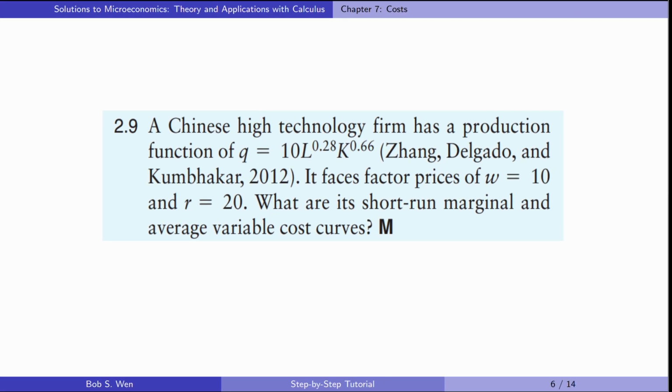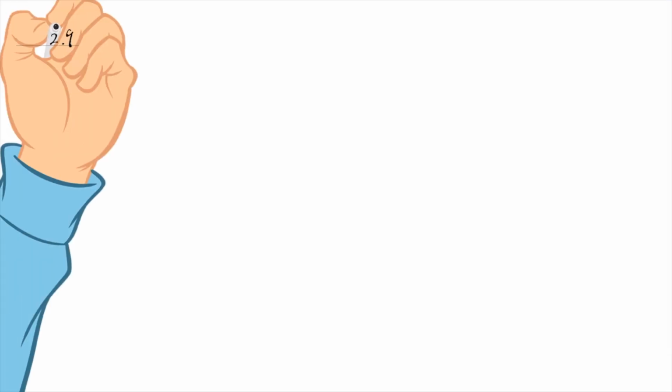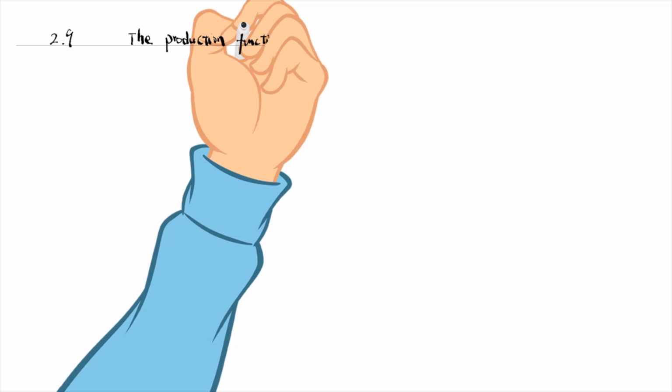Let's do exercise 2.9. A Chinese high-technology firm has a production function as follows. It faces factor prices of W equals 10 and R equals 20. What are its short-run, marginal, and average variable cost curves? In the short run, capital is fixed.